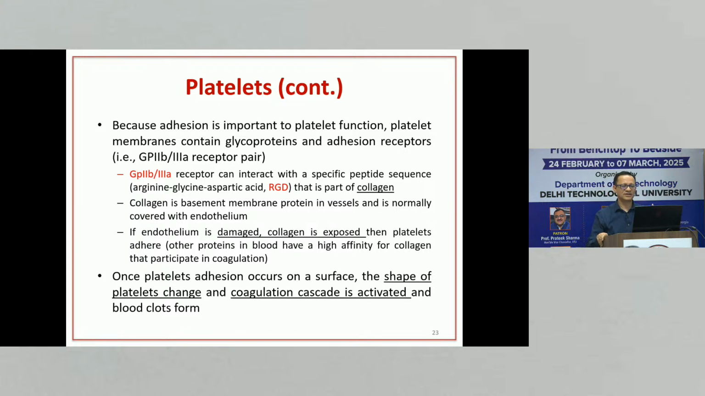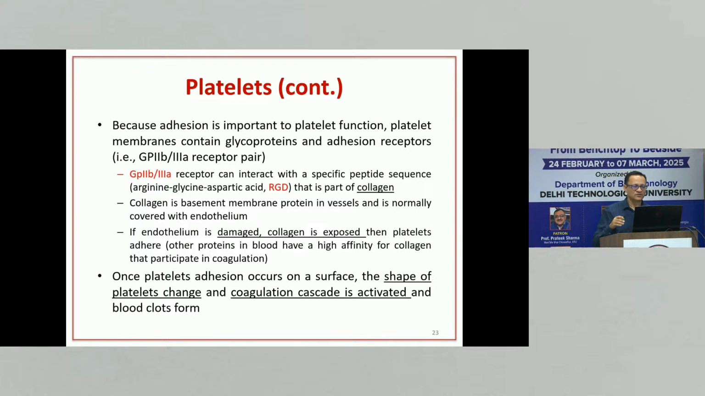So now another player that comes is collagen. When you get this cut, collagen gets exposed, and this collagen starts telling platelets and blood components that this is not normal. Before that, there were healthy endothelial cells, blood was flowing just fine. Now there is a cut, collagen is exposed, it's telling blood components there is something wrong, we need to stop this.